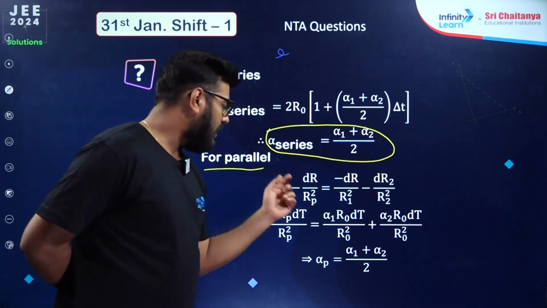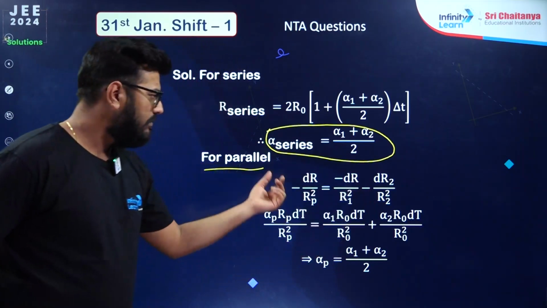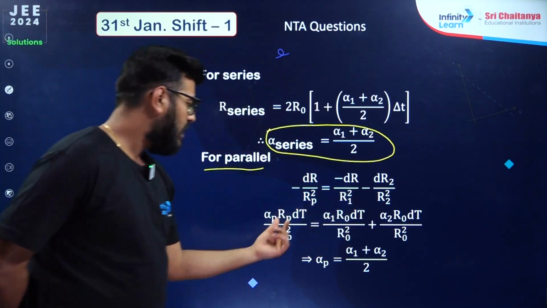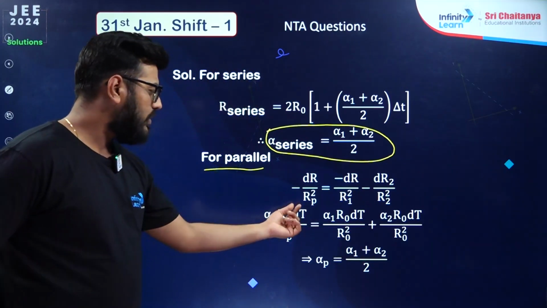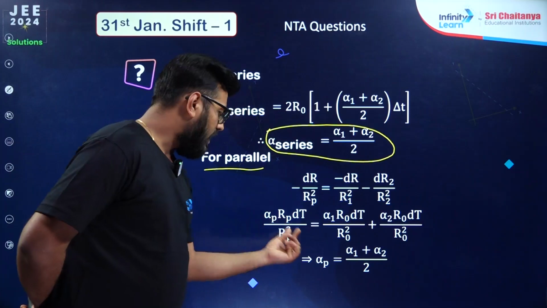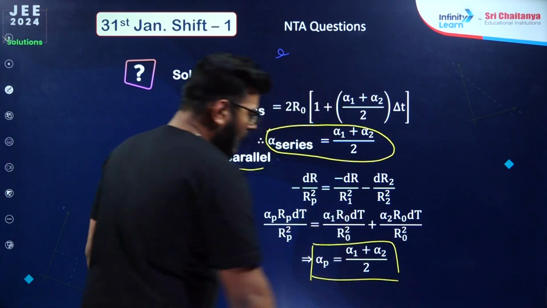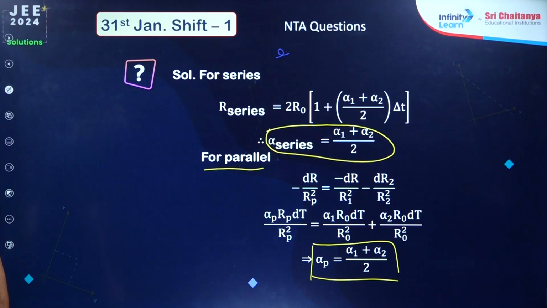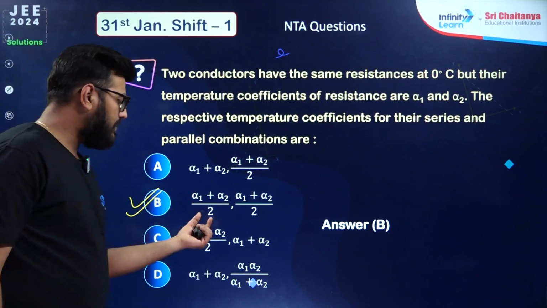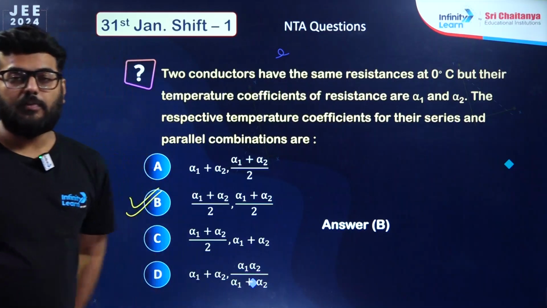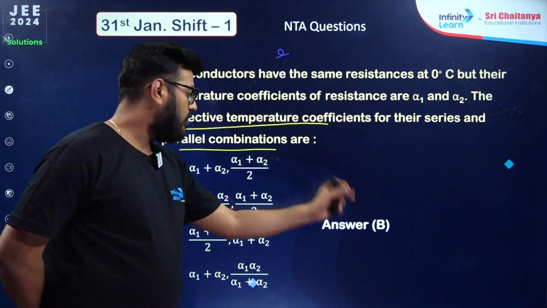For parallel, how do they add up? For parallel, they add up in this manner, and once you differentiate, basically you will find out the error analysis. What you will finally get is the resultant over here. Okay, so alpha p upon Rp square into dT, and based on that, again what you will find is in parallel also, the correct answer is turning out to be alpha 1 plus alpha 2 by 2. So the correct answer over here is option number B, that is alpha 1 plus alpha 2 by 2 in both cases. This is the temperature coefficient for series and parallel combinations.